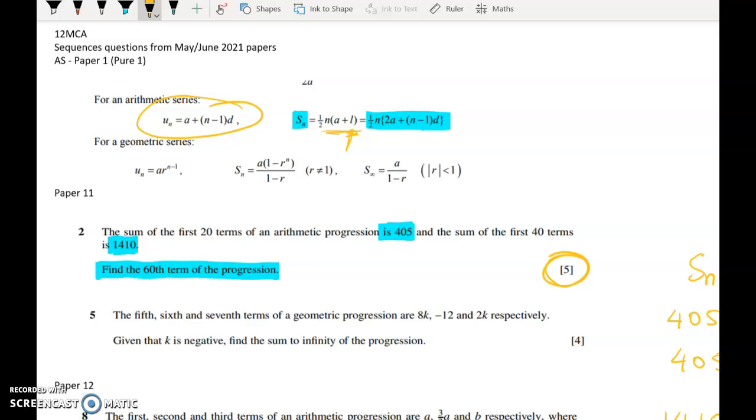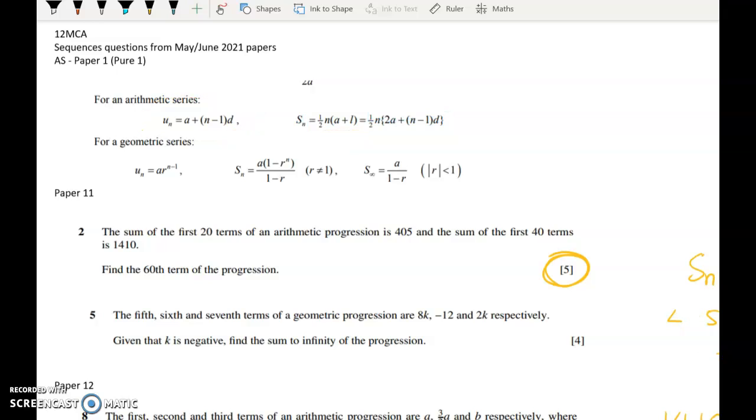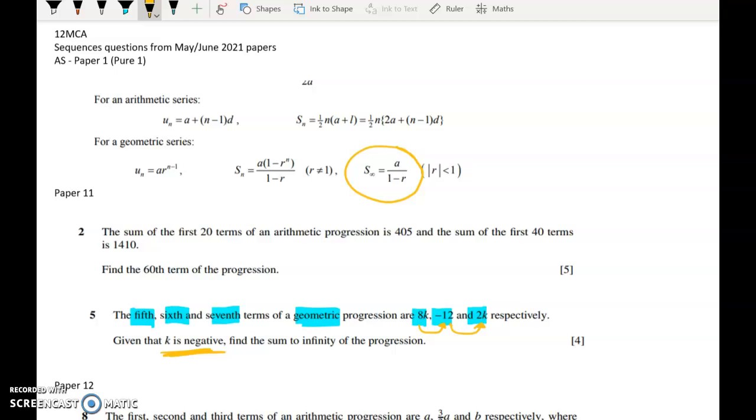Now, the next one, question 5 from the same paper, so there were 2 sequences questions in this paper, is about a geometric progression, and this one is a little bit more fun. We're given terms number 5, 6, and 7, and we're told that they are 8k, negative 12, and 2k, and it's a geometric progression. So to get from here to here, I'm multiplying by something, and that's called r. To get from here to here, I'm multiplying by something, and we're told that k is negative. We have to find the sum to infinity of the progression. So in the end, I'm going to use this, and to do that, I need to have 2 numbers. I need to have a, and I need to have r.